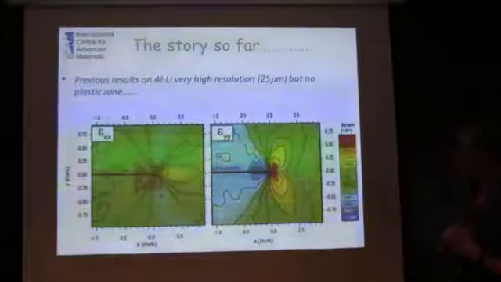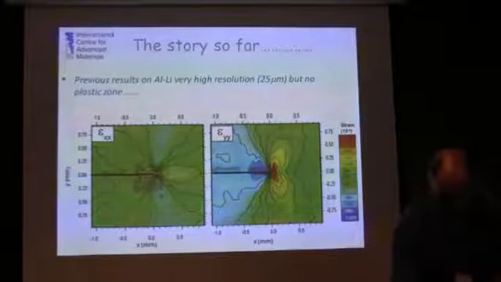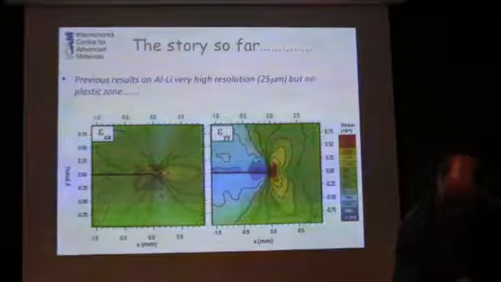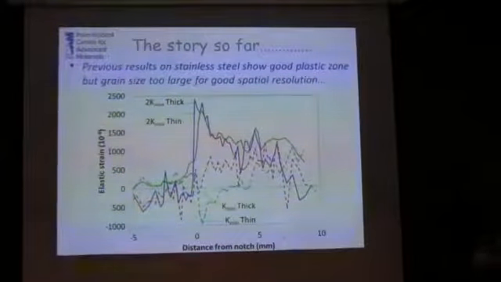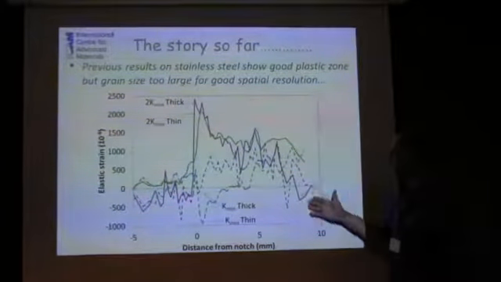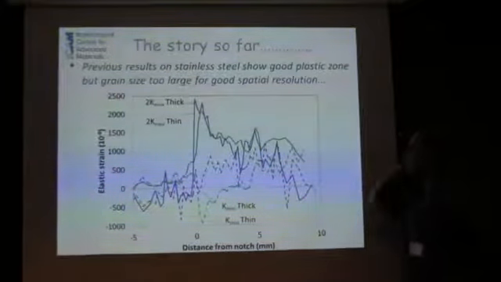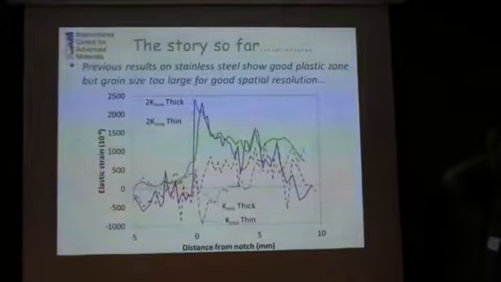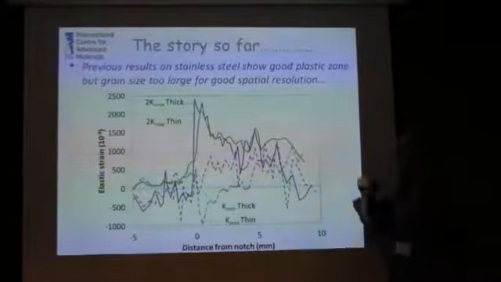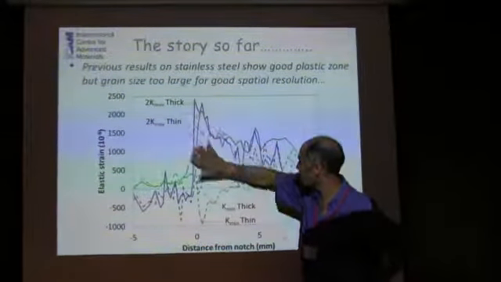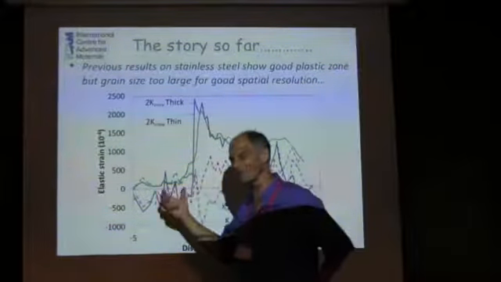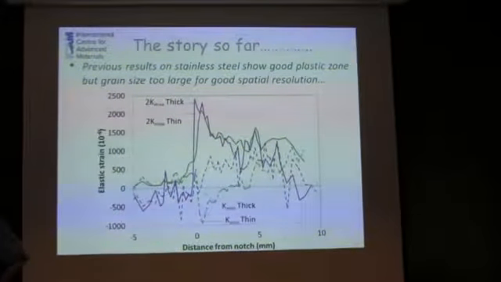So we thought, well, let's go back to stainless steel, and we started working with stainless steel. There you get nice plastic zones, and you get retardation, but what we found was the grain size was too big. So we got very spiky results, and these are the ones I reported last time in Italy. We can see the crack tip, we can see the change from Kmax to Kmin, but the results are very spiky, and the resolution is very poor.